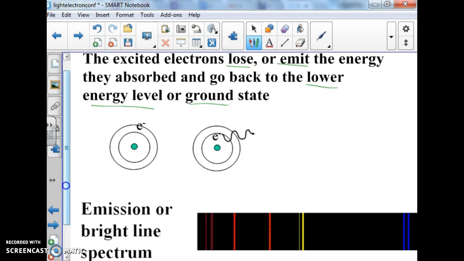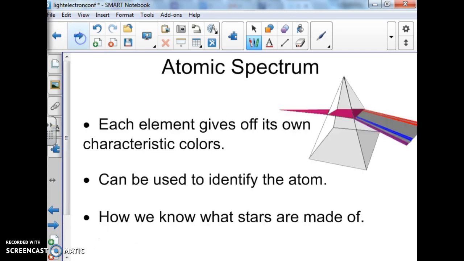So remember the voids of the black spots? If I put these on top of each other, these colors would fill in, wouldn't they? Because that's about where they were. This is useful to us because we have different spectra for different elements. And that's how we see what stars are made of. Elements give off their own characteristic color that they can use to identify the atom. And this is how we know what stars are made of.